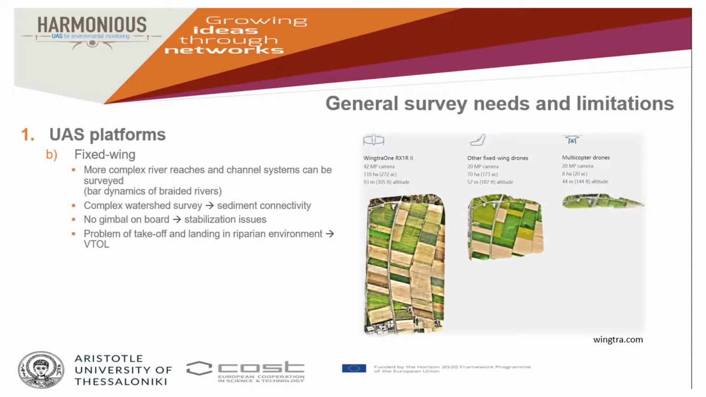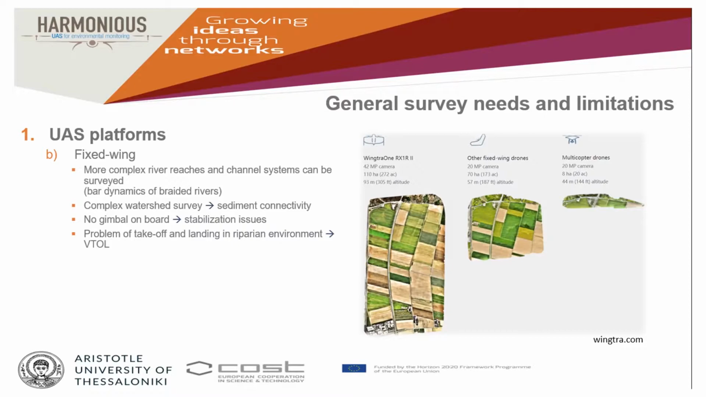As another type, the fixed wing drones, many of you are sitting here and also online, what's the other advantage of fixed wing drones? In terms of river monitoring, we can use them to map complex channel systems like tributaries, and even to map the whole watershed with the purpose of revealing the sediment connectivity, which is an important issue now in the weather extremes. However, they don't have gimbals on board in many of the models, so it can cause some stabilization issues.